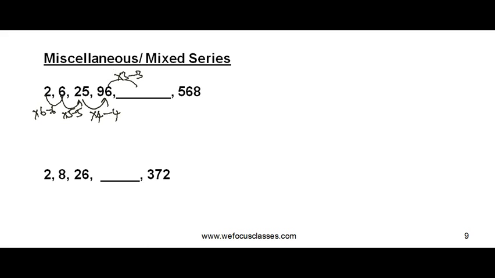So 3 6s are 18, 3 9s are 27 plus 1, 28. 288 minus 3, you will be getting it as 285. So the answer is 285. Though it is a mixed series, it is like a multiplication series. Now go to the next problem.